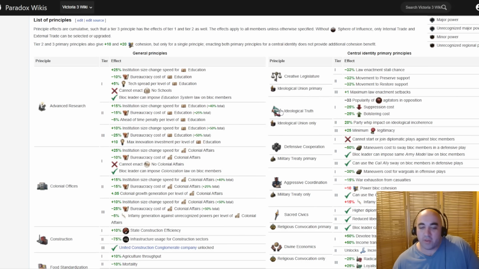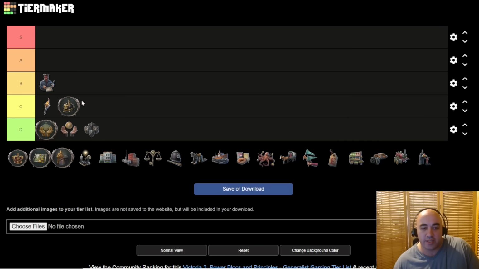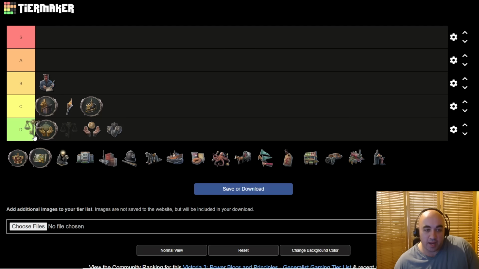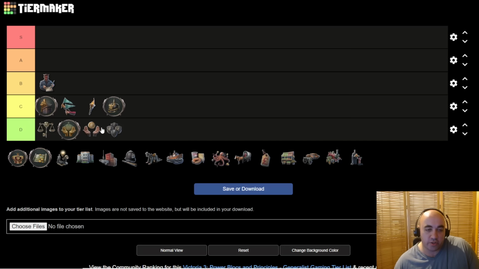Overall, I think both of these are pretty weak, but you know what? I think I might actually flip the initial ratings I had on these. We are going to put ideological union a bit higher up here in C tier, where it is playable, but I don't think it's very good. We are going to put creative legislature down in D tier, and then we are going to put ideological truth up here right behind the ideological union, down here in C tier.